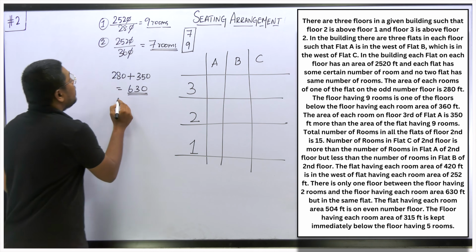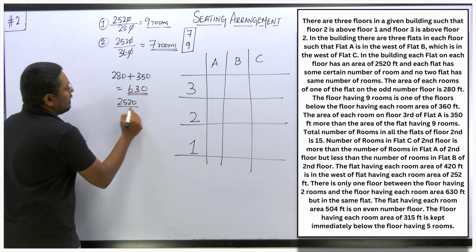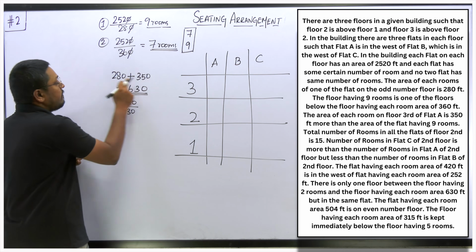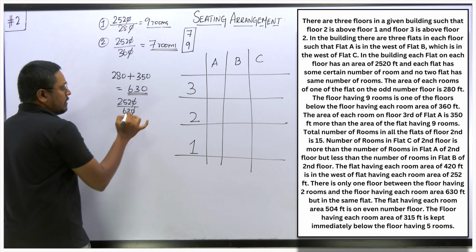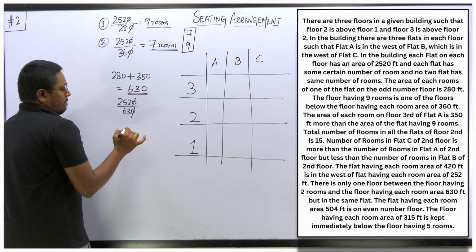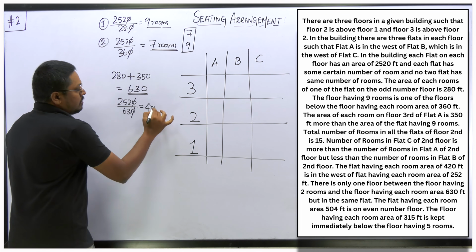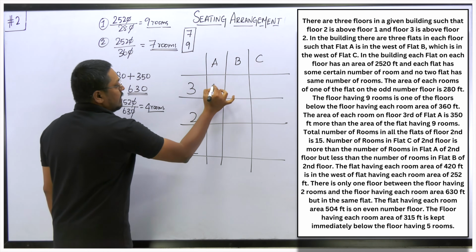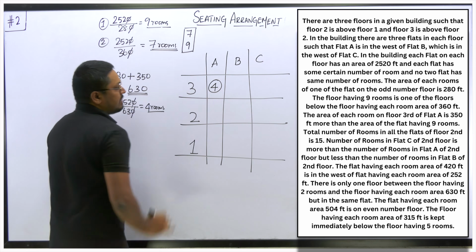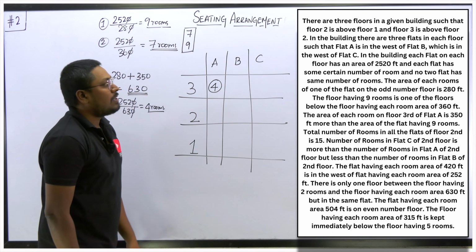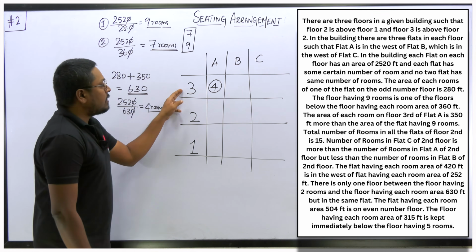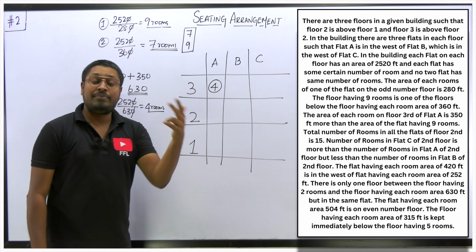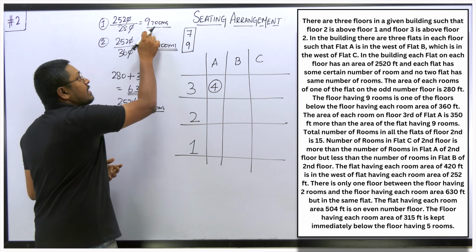So we can say, how many rooms are there? 2520 divided by 630. Yes, they have given 350, right? 350 and 280. Okay. This will be 4 rooms. So we can say that third floor flat A will contain 4 rooms. It's a direct statement. So friends, understood or not? The area of each room on the third floor of flat A is 350 more, comparing to the flat which has 9 rooms.